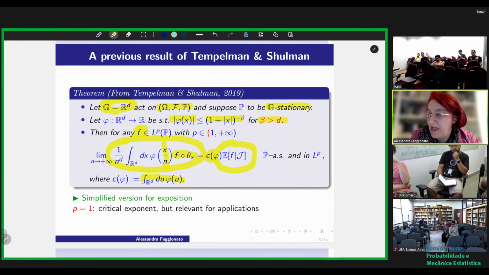And this convergence holds both almost surely and in L^p. I have simplified the version a little, so the theorem is more technical, but also a little more general. But the problem of this theorem for my applications is that it does not cover p equal to 1. The method really requires that p is strictly larger than 1.